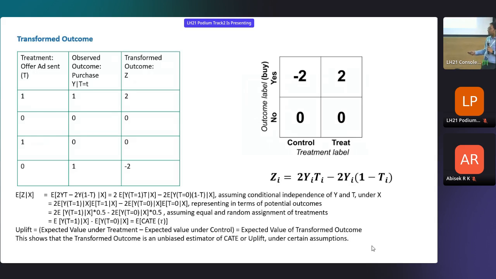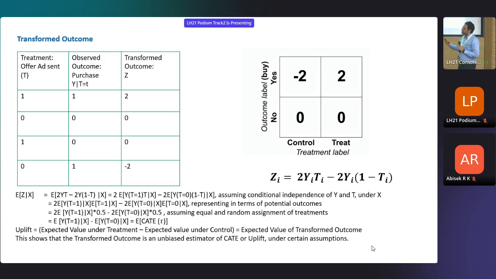In all the other cases, it is 0. So this can be written as this transformation, like the new transform variable zi will be 2 into yi ti minus 2 yi into 1 minus ti. Now it can be shown that the expectation of this transform variable z given x comes out to be the same as the Kate value.